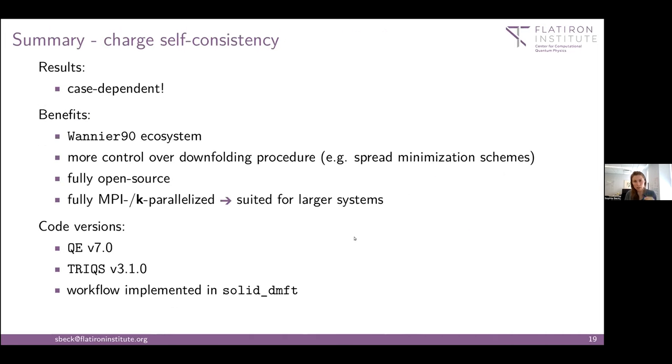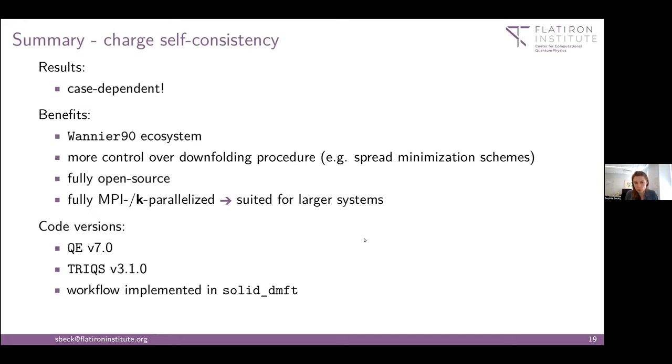Okay. So in summary about the charge self-consistency, the results are really case dependent. In general, I think one can say that the higher the symmetry of the system, the less of an effect one would expect. But clearly for systems with a lot of charge reconstruction at the DMFT level, this should really be included. The benefits of this implementation is mostly the Wannier90 ecosystem, which really allows a lot more optimization routines, spread minimization, and the visual control over what happens at the DFT level.